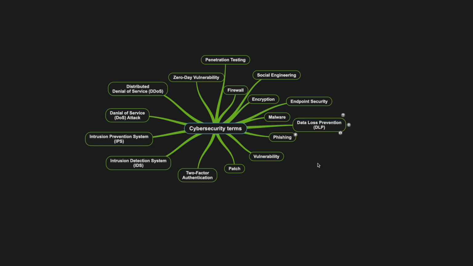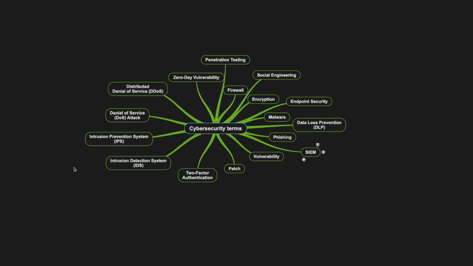Now, data loss prevention (DLP). This is a set of technologies and policies designed to prevent the unauthorized disclosure or leakage of sensitive data. It monitors, detects, and blocks the transmission of sensitive information outside the organization's network.